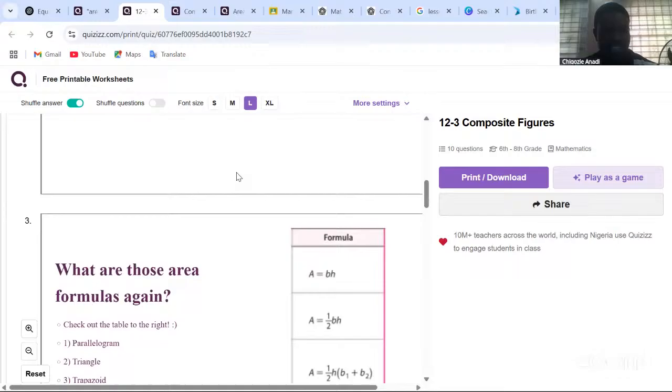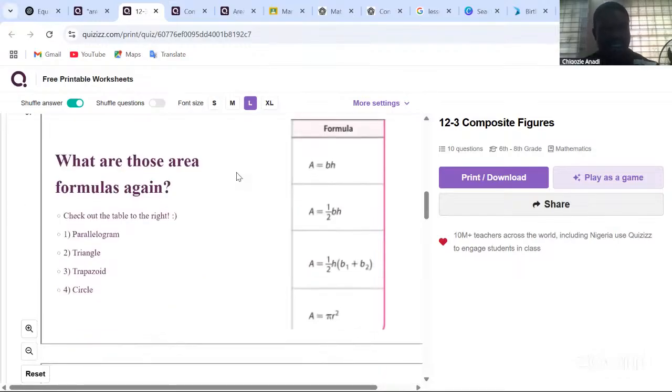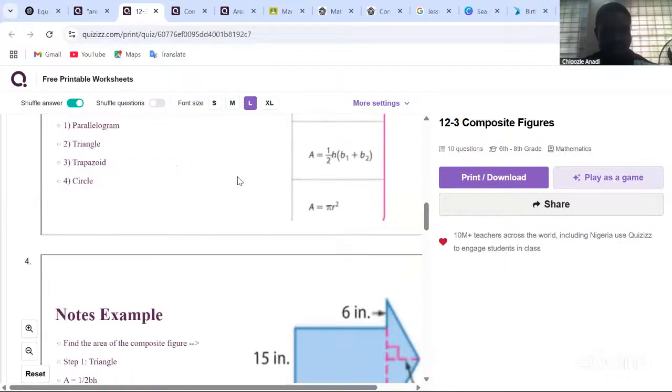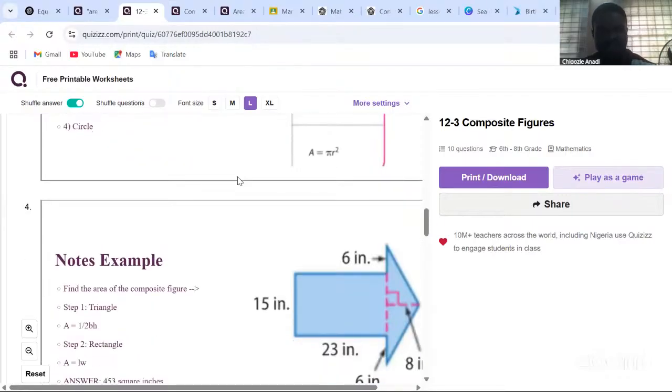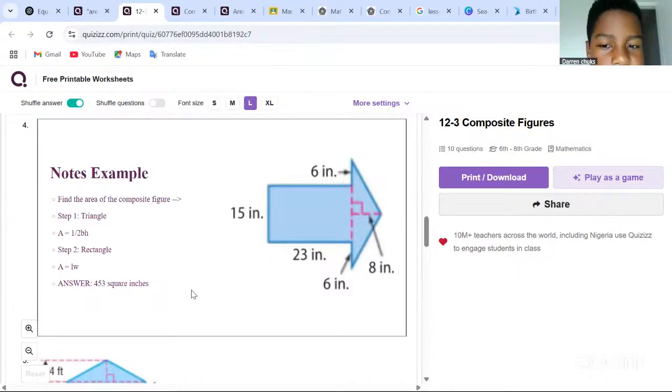If you look at the next slide, this is just me summarizing the area of all the shapes you have, from your parallelogram, your triangle, your circle, and all that, which you already know. Okay, so once you know all this, we are good to go. Let's look at this example now. Can you see your screen very well? Okay, very good. Let's look at this example.